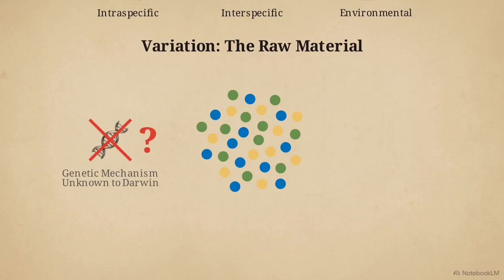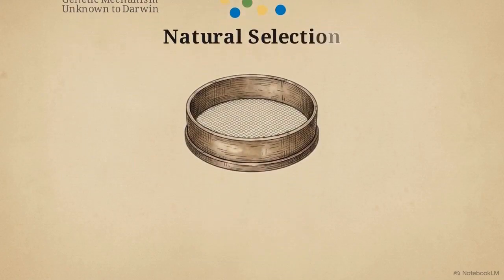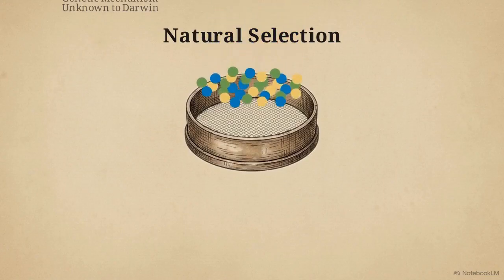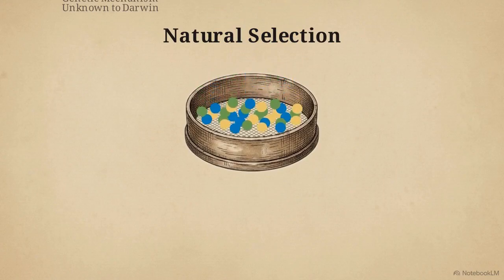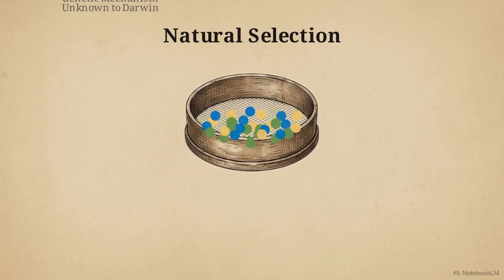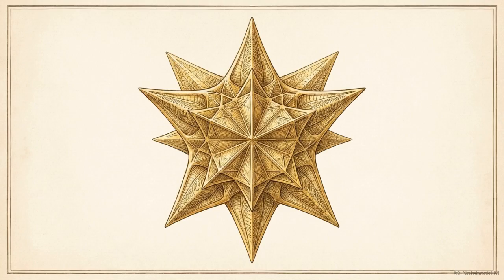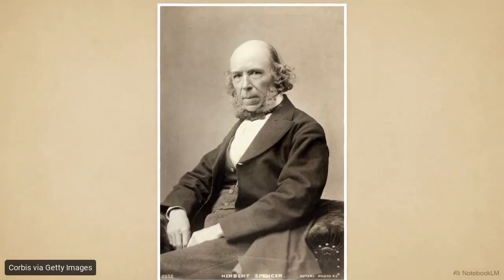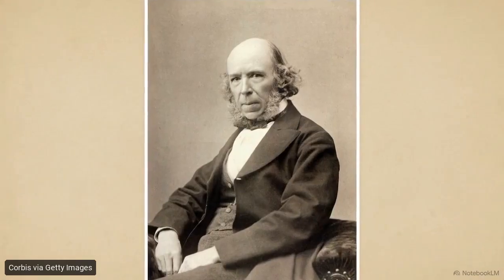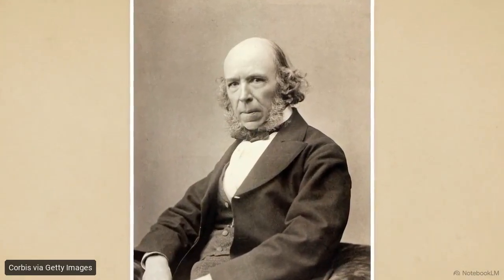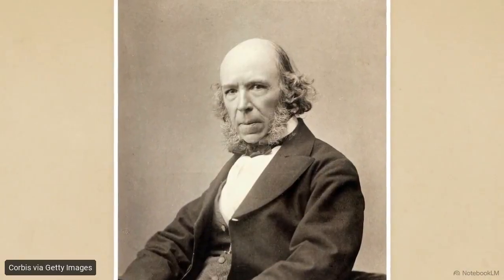This brings us to the core mechanism, natural selection. Nature acts as a filter. It eliminates individuals with unfavorable variations and selects those whose unique traits give them a distinct survival advantage in their specific environment. We often refer to this filtering process as the survival of the fittest. However, a quick point of trivia for your exams: this exact phrase was actually coined by the philosopher Herbert Spencer, and Darwin adopted it later to summarize natural selection.